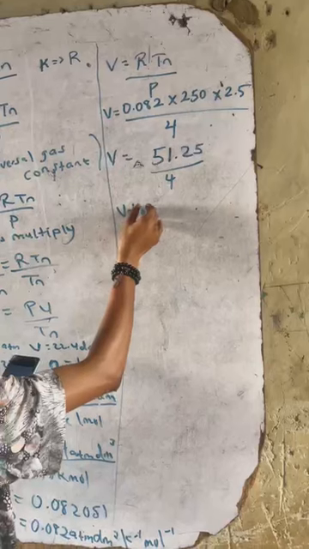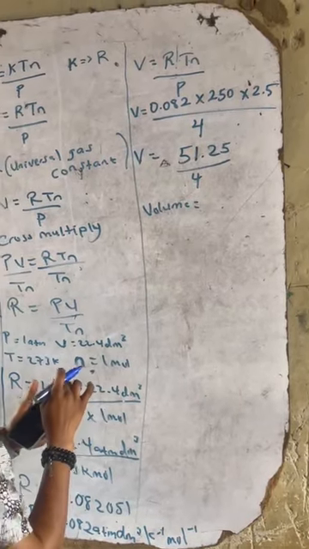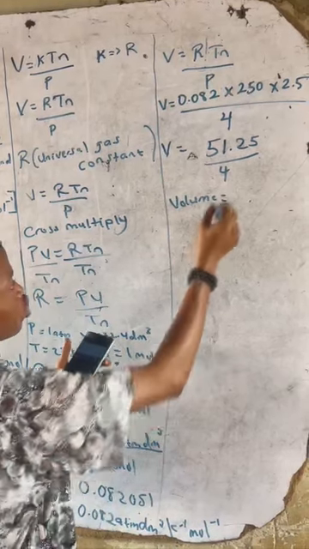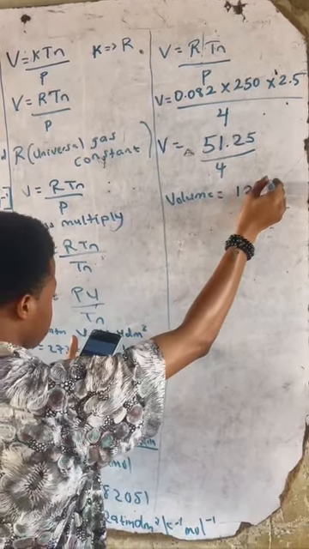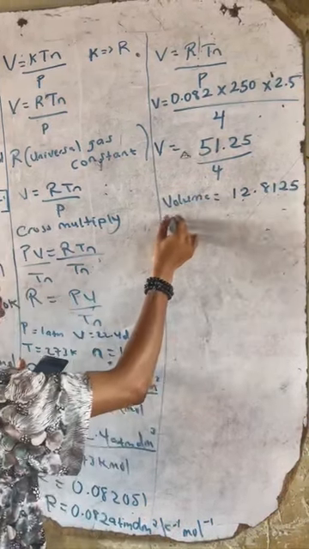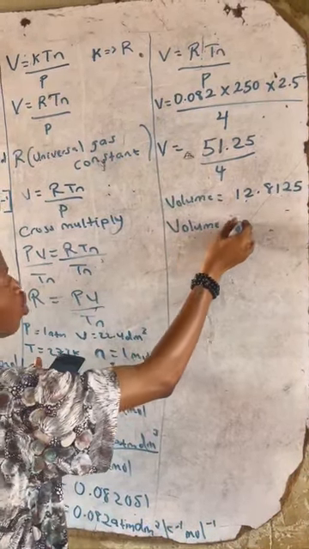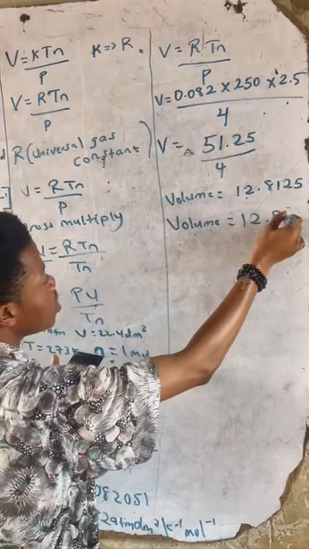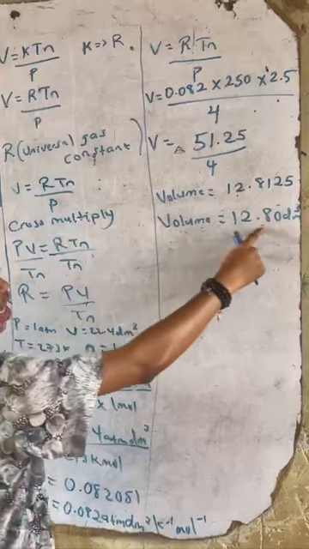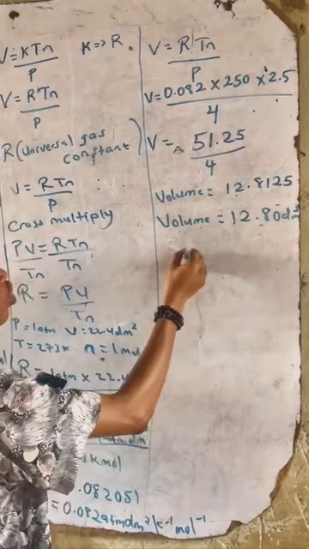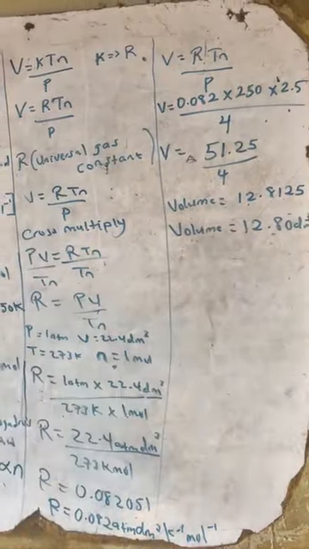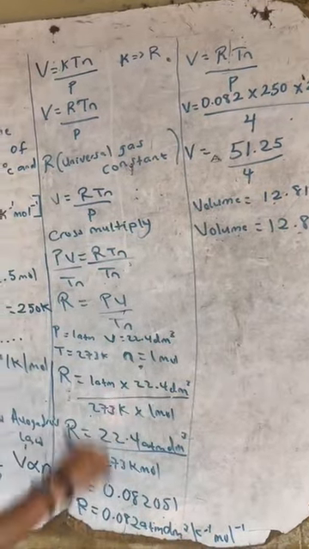So the volume equals 12.8125. Let me approximate. My volume now will be equal to 12.80 dm³, because majorly in chemistry, our answer should always be in 2 decimal places. Even when we have 4, we should write it as 4.00. All right now. So the volume here is 12.80 dm³.